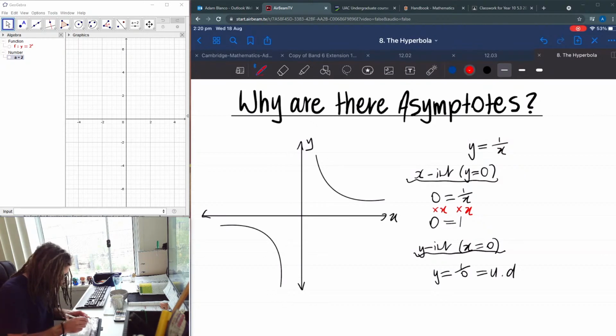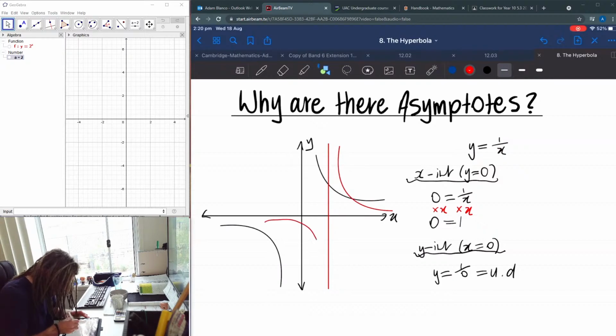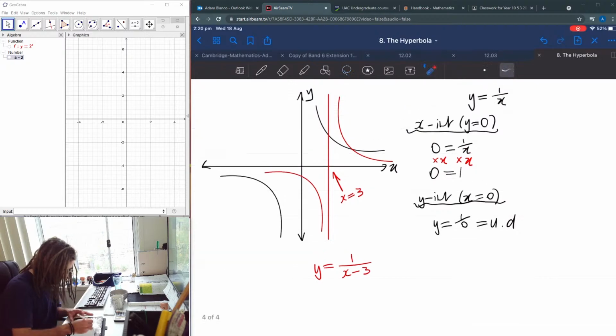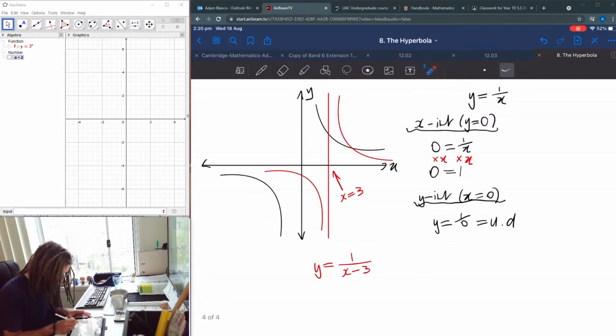Let's suppose I've got my left and right graph. I'm not going to draw a dotted line. Let's just have that for the time being. Now let's suppose that asymptote is x equals 3. That means my graph is going to be y equals 1 on x minus 3. Okay, so that's the corresponding graph. All it is is my original moved to the right 3.